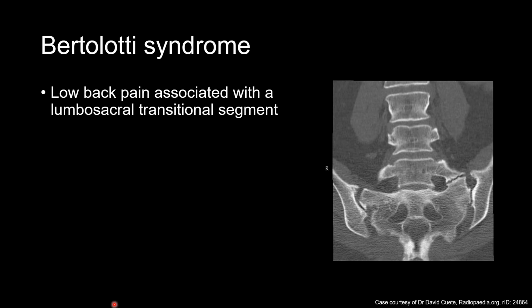Bertolotti syndrome is something that follows from a type 2A transitional segment. So you can see this is unilateral. It can be others too, but usually type 2A. You can see here we have this articulation between the L5 transverse process and the sacral ala, and it creates pain in this individual. So Bertolotti syndrome is the name for that condition.